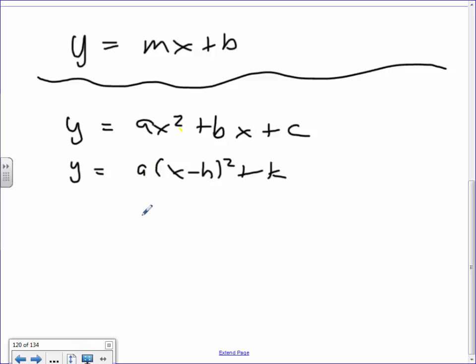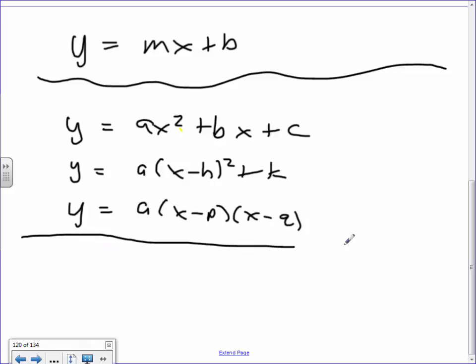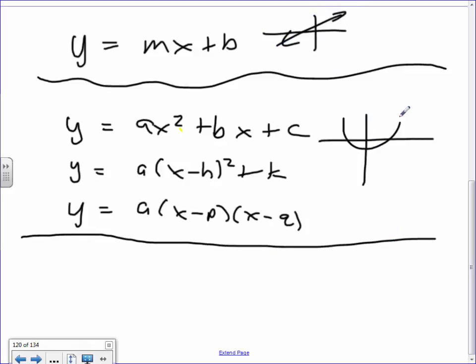Another way of writing something in quadratic form would be a factored form, where you have a leading coefficient, maybe written as a(x minus p)(x minus q), where p and q are the intercepts. So those are some generic ways of writing an equation if it's quadratic. So this would be your good old linear graph. This would be your quadratic graph.